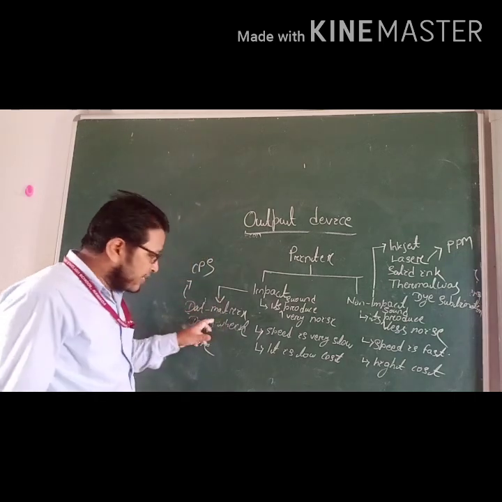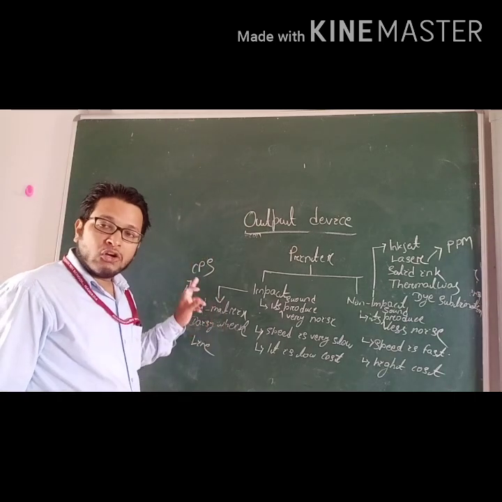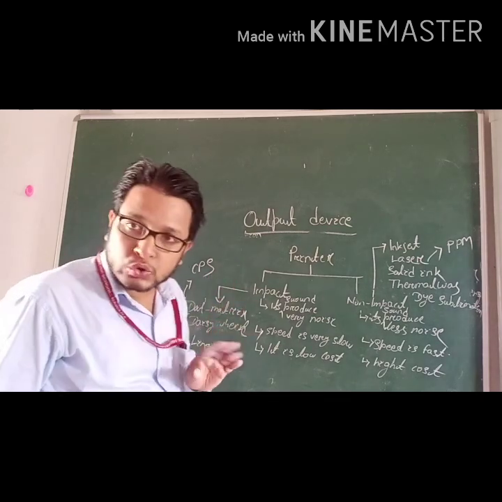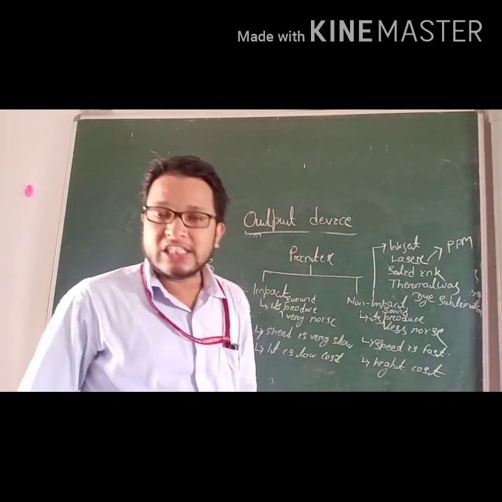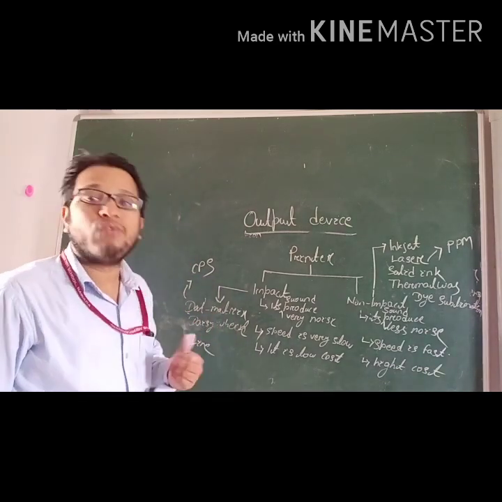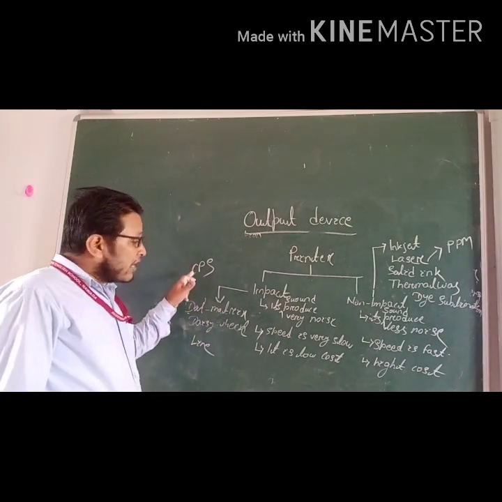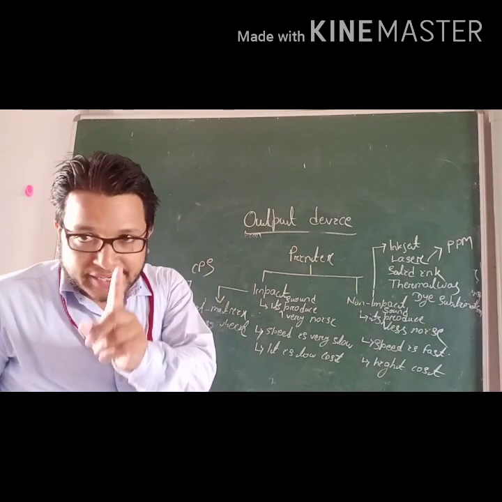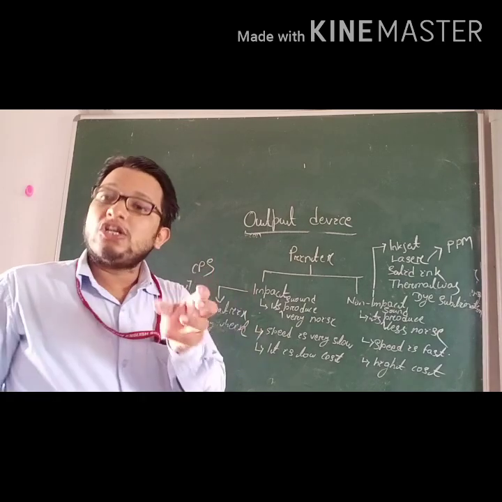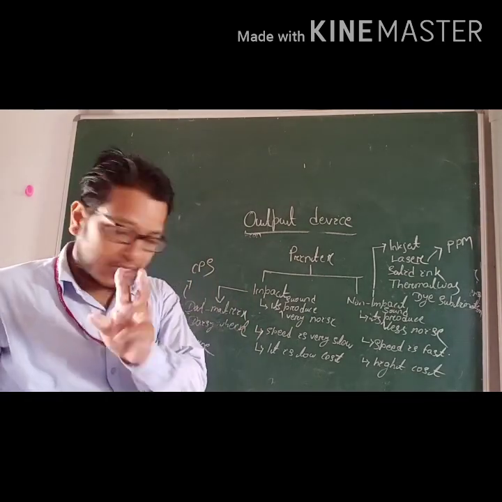Okay, the dot matrix printer, an impact printer, is also called a character printer. Why? Because it prints one character at a time. Is that clear or not? That's why this is called a character printer.